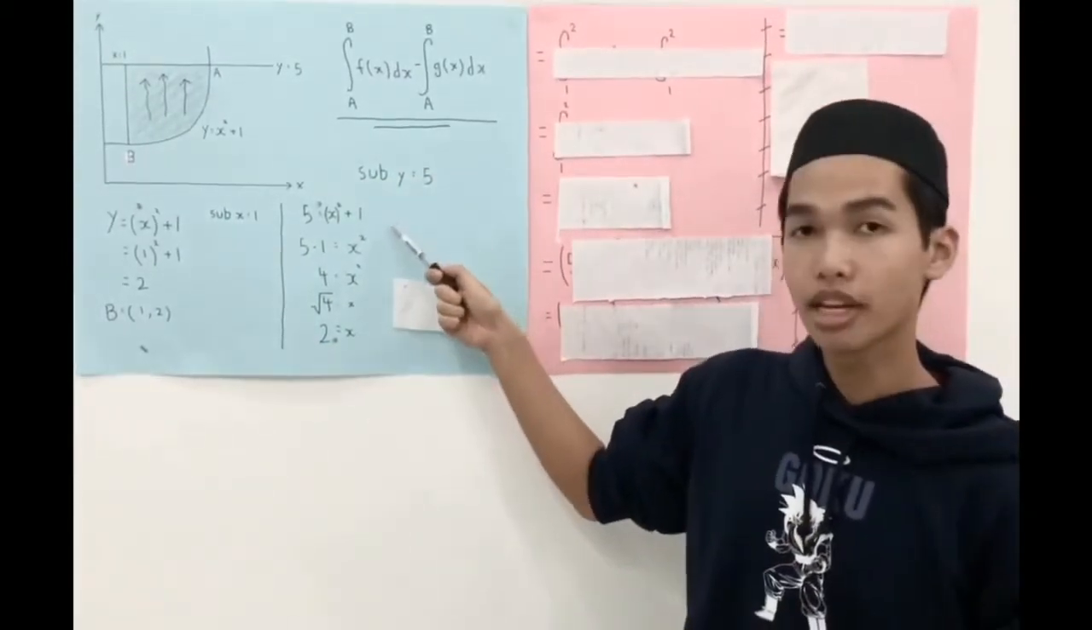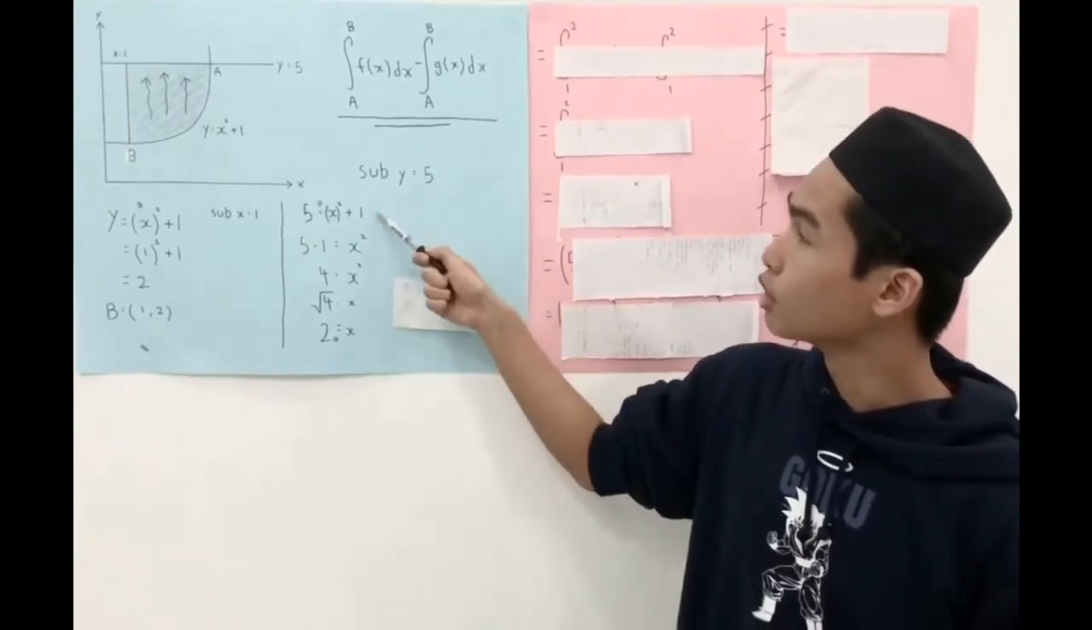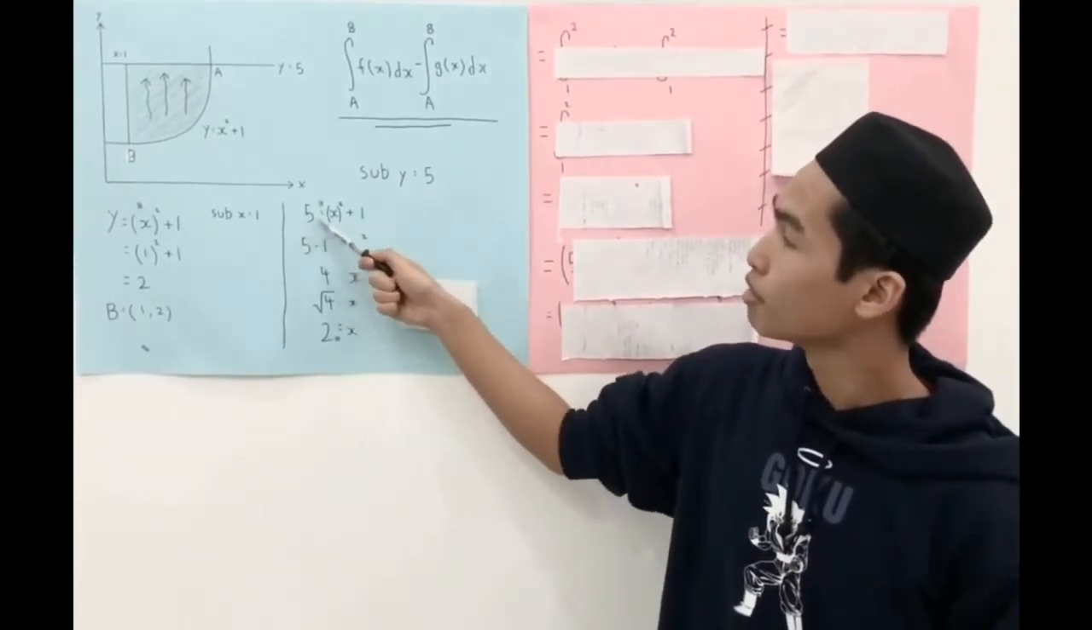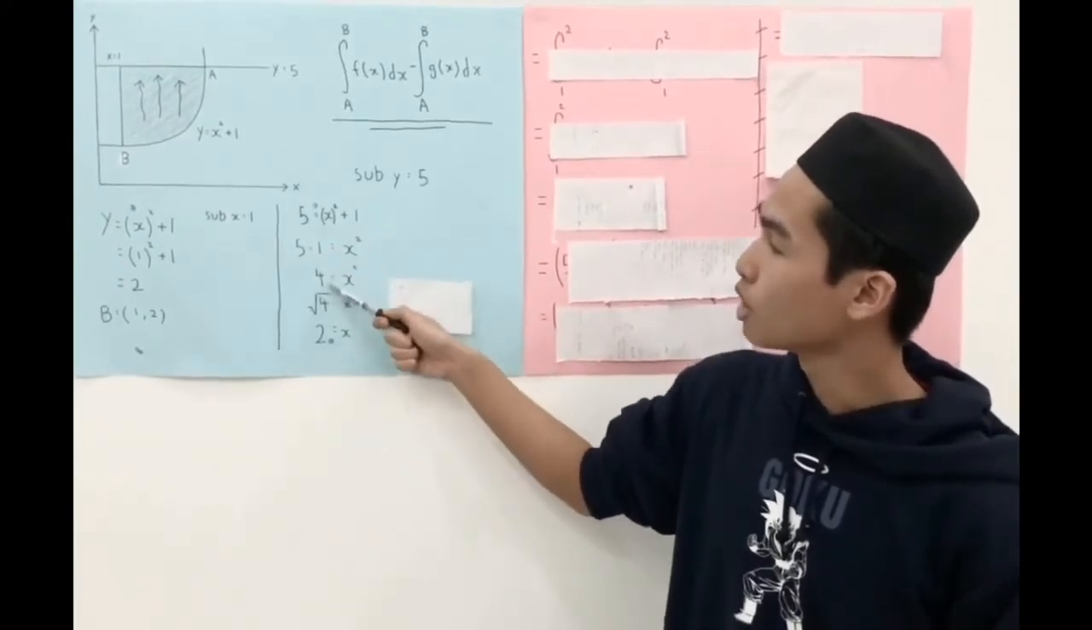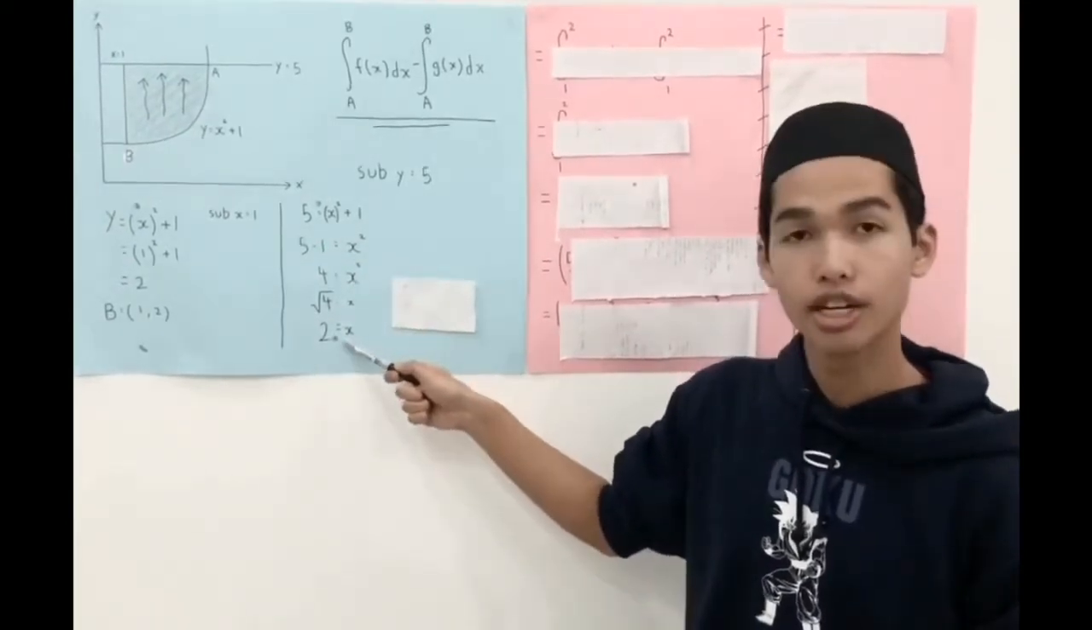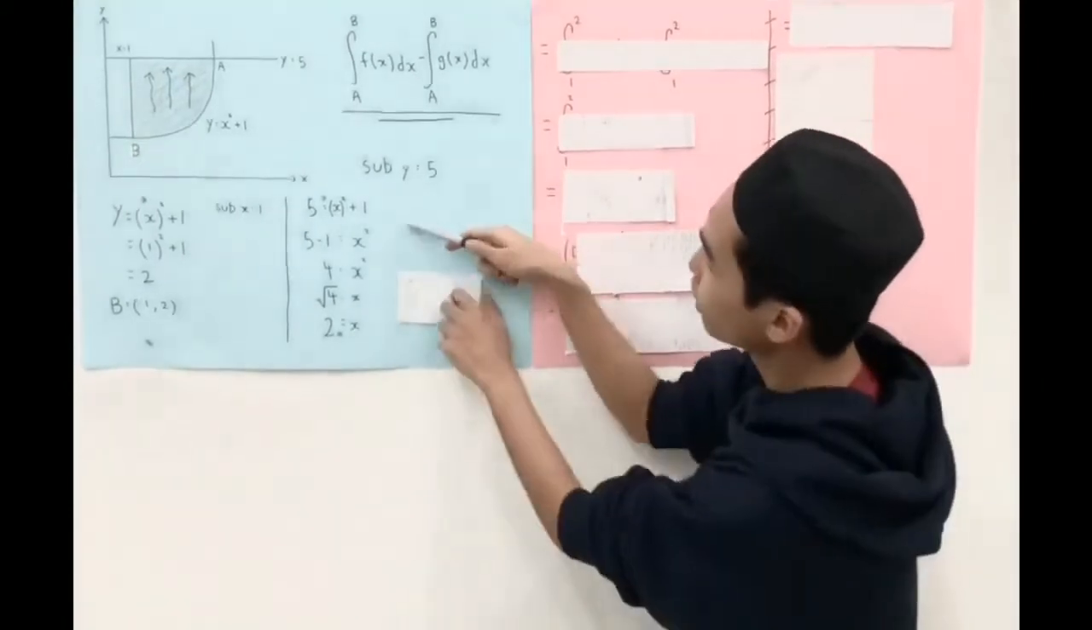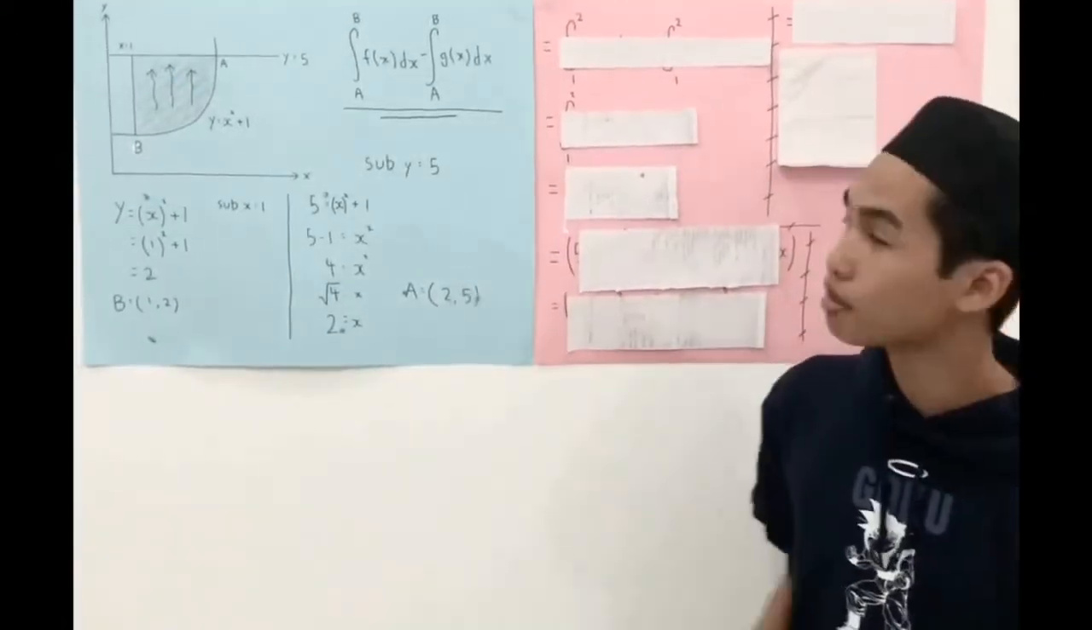First, I did the same thing, but I substituted Y with 5 into this equation. So 5 equals x squared plus 1. I move 1 to the left, and then like usual, I take the square root of 4, and I get the answer 2. So here, we know that coordinate A is 2 and 5.